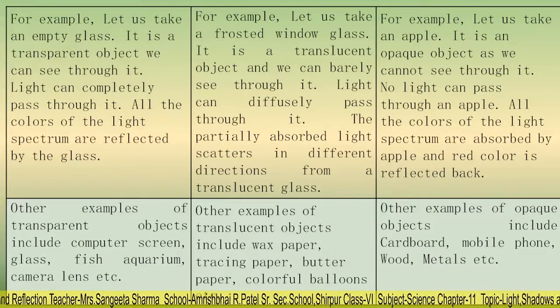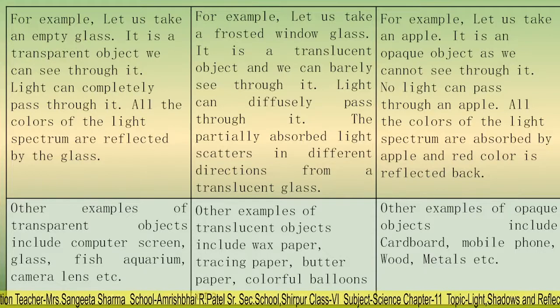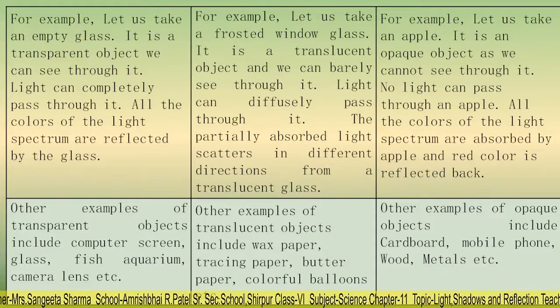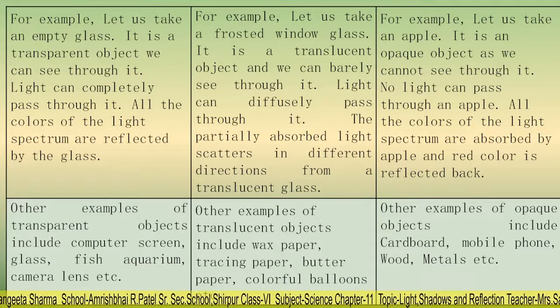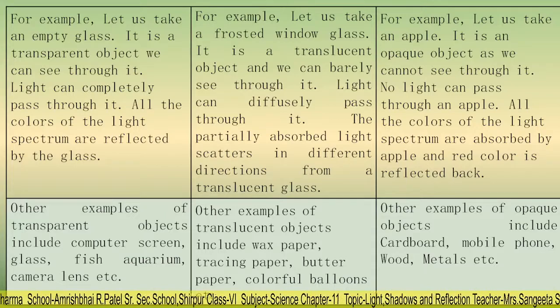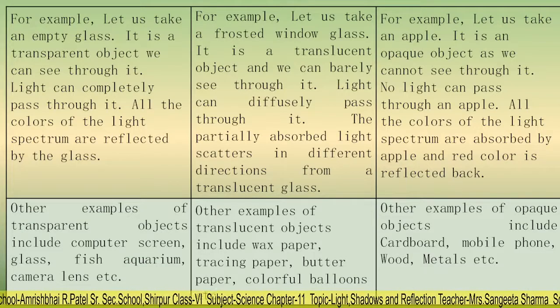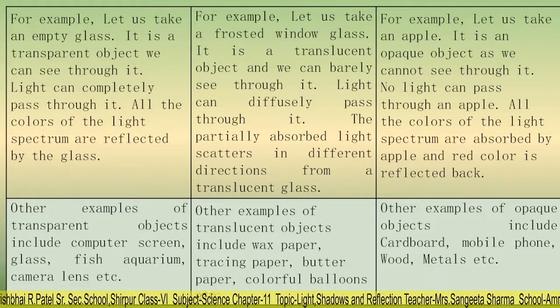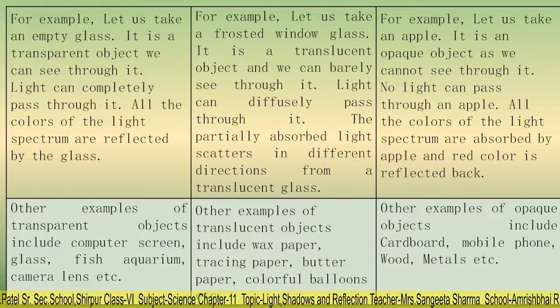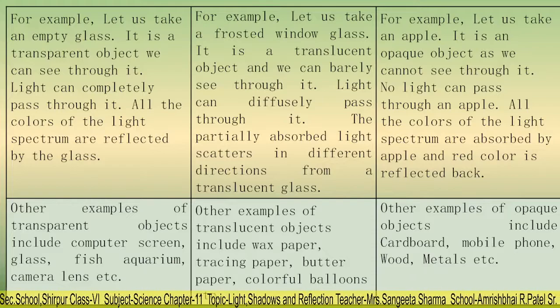For an example of the translucent objects, we are taking window glass, that is frosted window glass. It is a translucent object and we can barely see through it. Light can diffusely pass through it. The partially absorbed light scatters in different directions from a translucent glass.